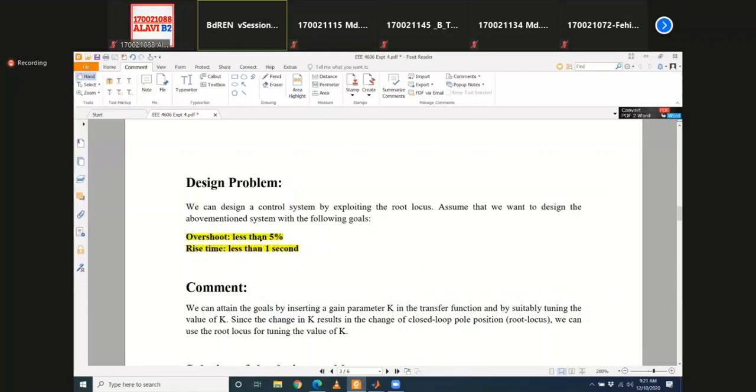Both of these are good things, right? I mean, the overshoot should be as low as possible always. And the rise time should also be as low as possible, to ensure that the system has a fast response. Right? Yes, sir.